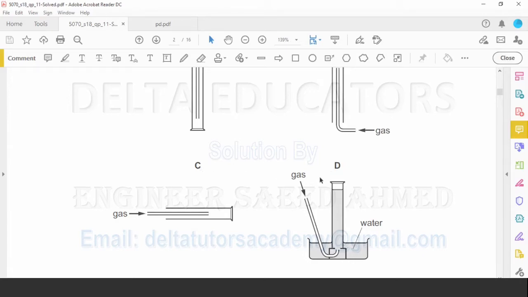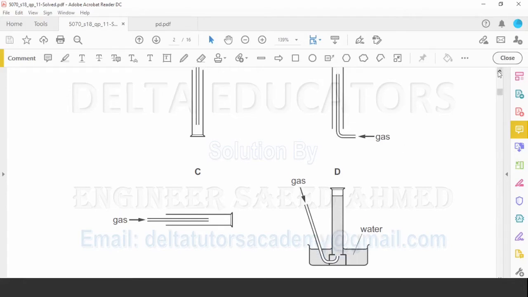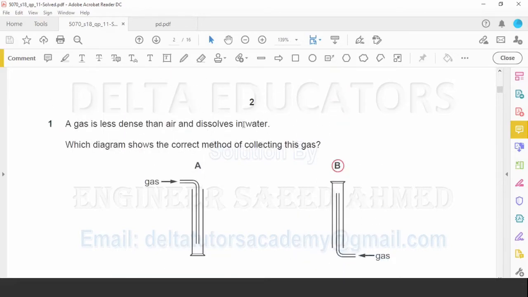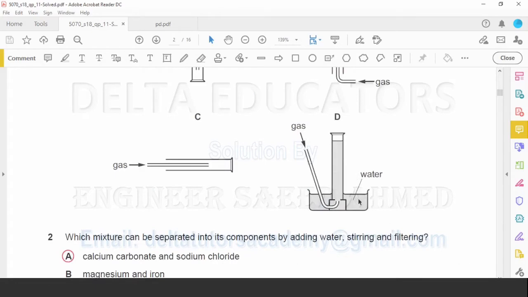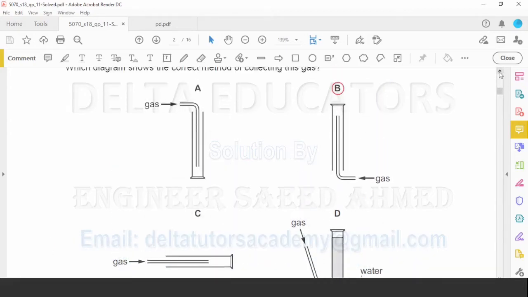Option D. Here we are trying to collect the gas over water. Since the gas is soluble in water, as given in the question, if we try to collect the gas over water it will also not be possible because the gas will dissolve in water. So we will not get the gas above water. So option D is also not a good option. Our best possible option is option B. We will collect the gas by the downward displacement of air.